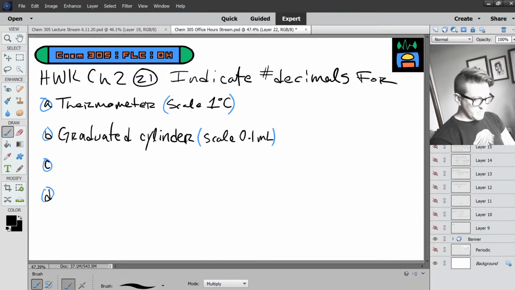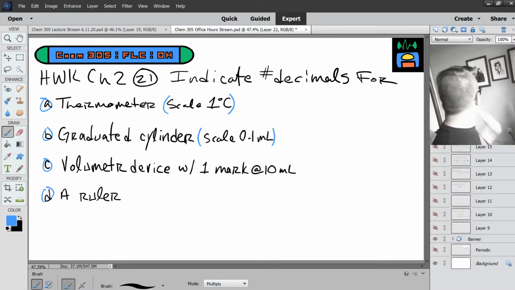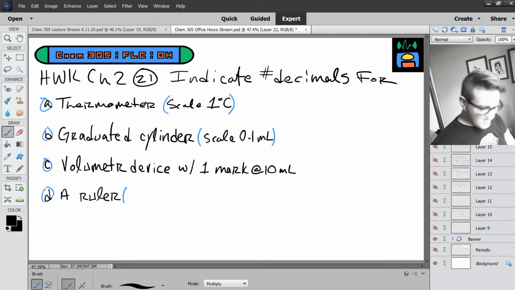Okay, let's talk about the volumetric device. That one's probably the trickiest. All right, and then a ruler whose scale is 1 millimeter.